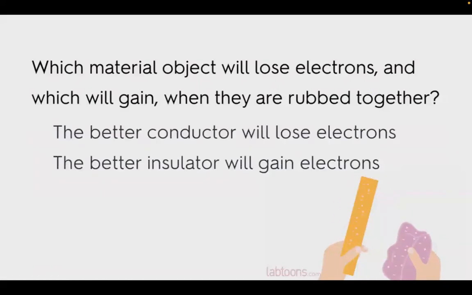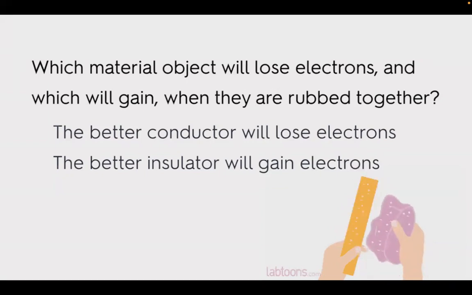But you can tell by knowing which one is a better conductor. The better conductor will lose electrons because they can easily move off that conductor, and the better insulator will gain electrons. This is a very important fact to remember. A better conductor will lose electrons, and the better insulator will gain these electrons.